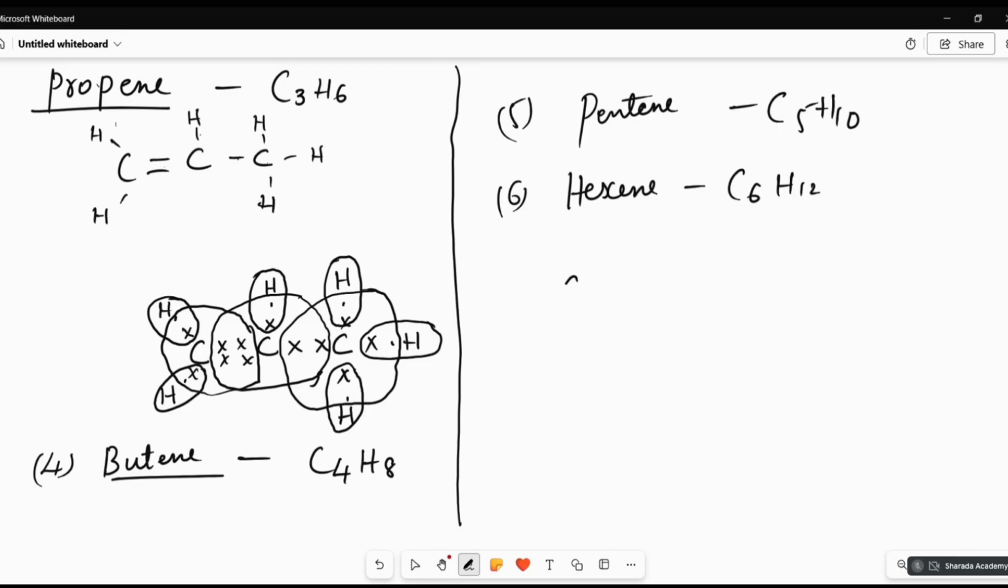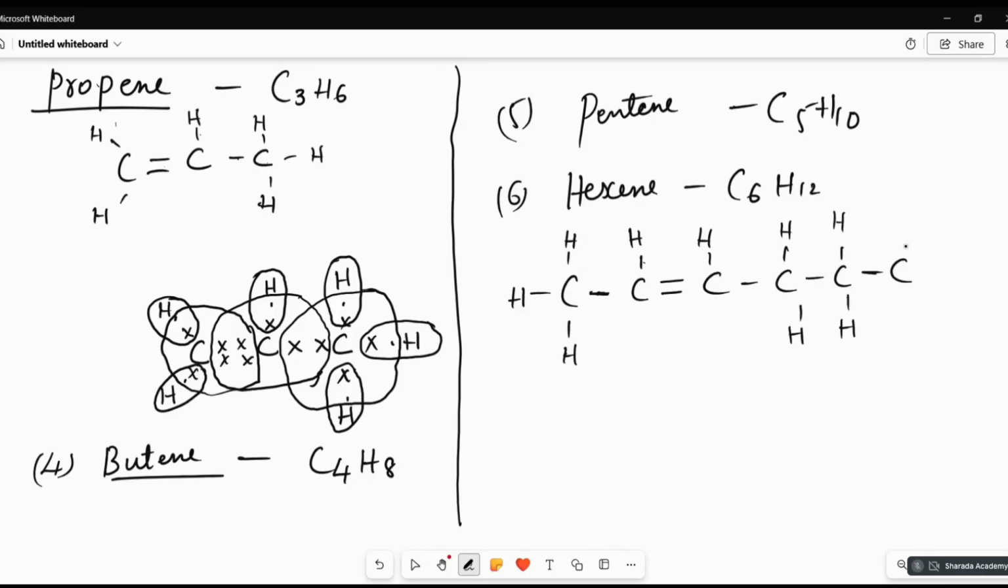See, 6 carbon atoms, no? 3, 4, 5, 6. I'm writing for hexene. 6 carbon atoms. I will write a double bond anywhere you can write, think I'm writing here. Okay, the rest are all single bonds. You can write any place. For this carbon, only one bond is there. Remaining 3, I will fill with hydrogen. Here already 3 is there, 1 hydrogen. Already 3 is there, 1 hydrogen. Here 2, so 2 hydrogen. Here 2, so 2 hydrogen. Here 1, so 3 hydrogen.